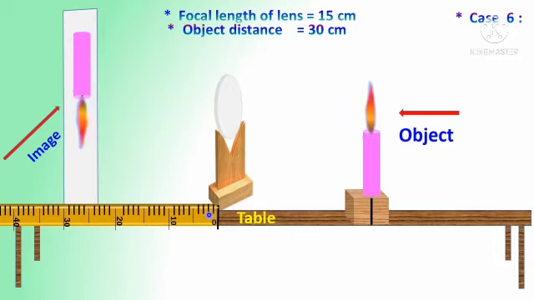0 to 30. Image distance is 0 to 30. Here the object distance and the image distance are both the same now.